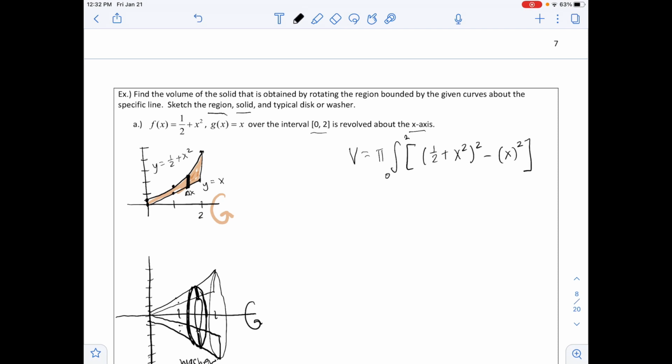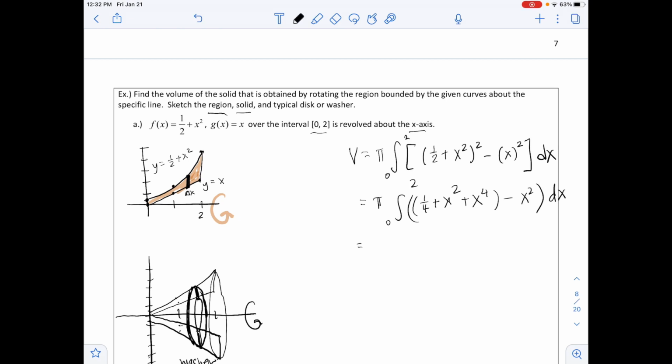And then we need to also include the dx, since that would be the width in order to give us that volume. So area times the width would give us that volume. Make it three-dimensional. And from this, we get pi times the integral from 0 to 2 of (1/2 + x squared) squared, which is going to work out to being 1/4 plus x squared plus x to the 4th minus x squared, and then dx.